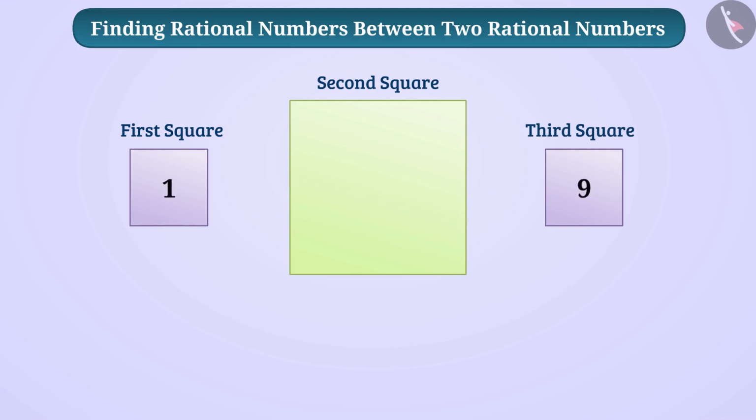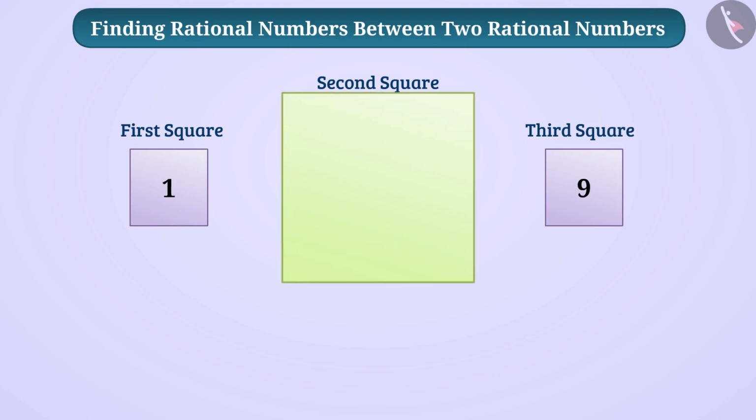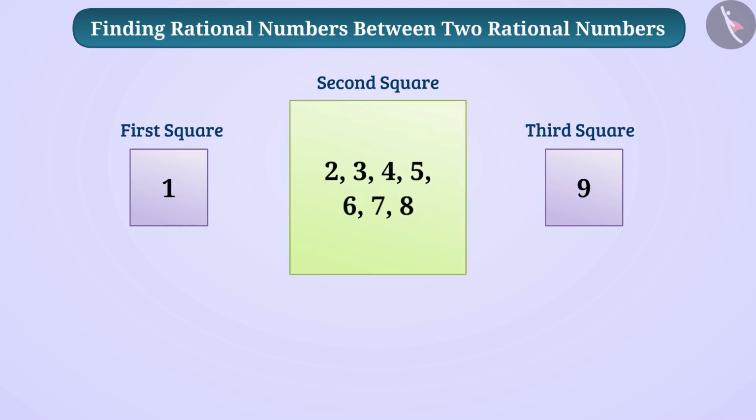Only one number can be written in the first and third square, whereas in the middle square, many numbers can be written. The rule of this game is that only those numbers can be written in the middle box whose value is more than the number written in the first square, but lesser than the number written in the third square. Means the value of numbers in the second square must be between the value of numbers in the first and third squares. So let's start the game.